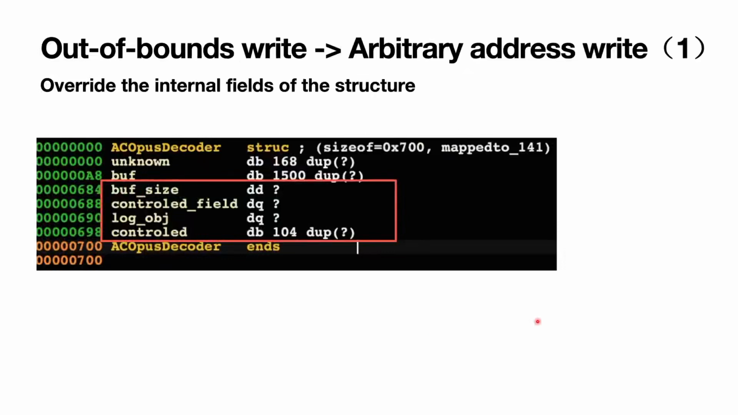I first did a reverse analysis of the relevant code. The buffer written out of bounds exists in the structure called AC Opus decoder. The fields of this structure are as follows. The buff field is written out of bounds, which has a total of 1,500 bytes. The following fields such as buff size, controlled field, log object, and controlled are all controllable.